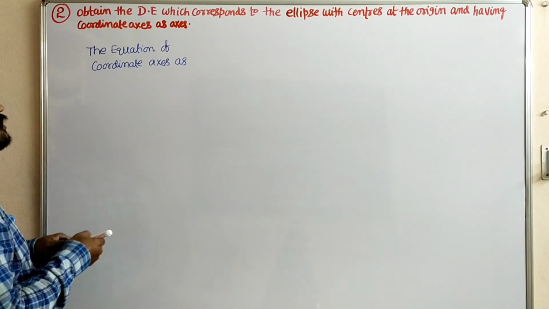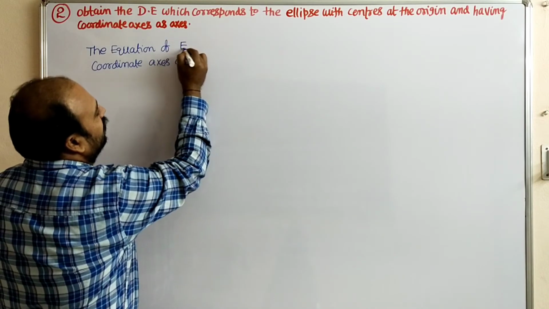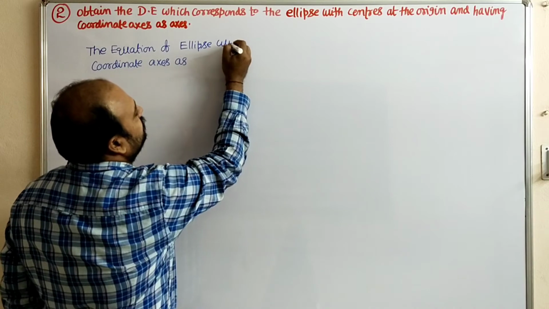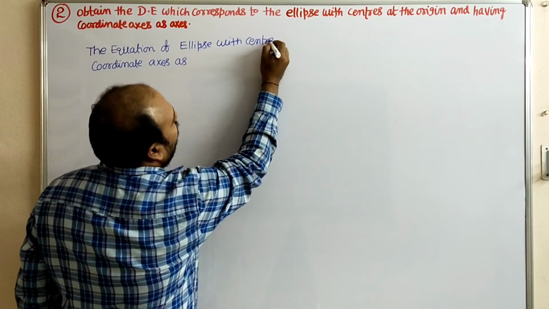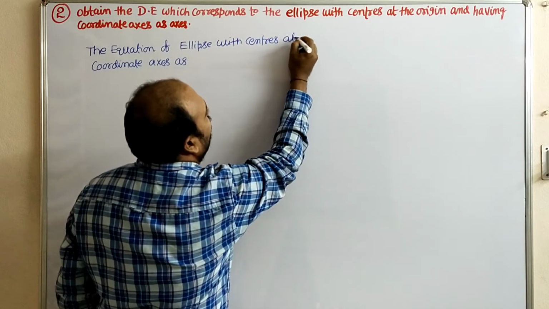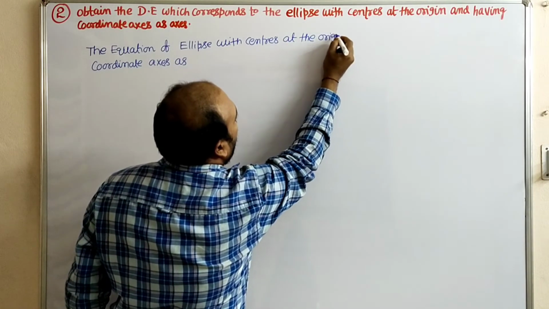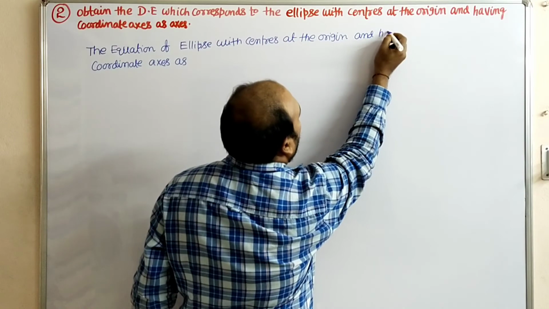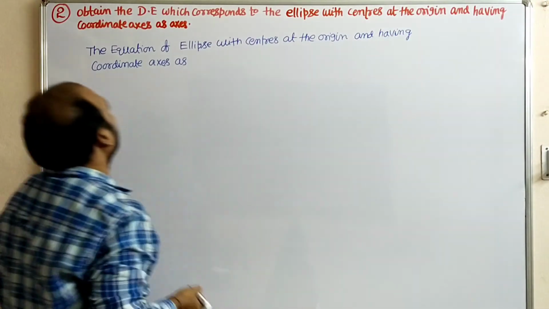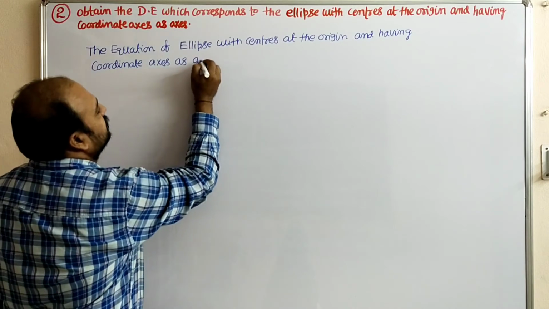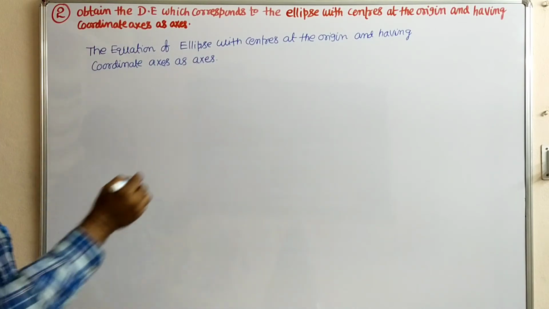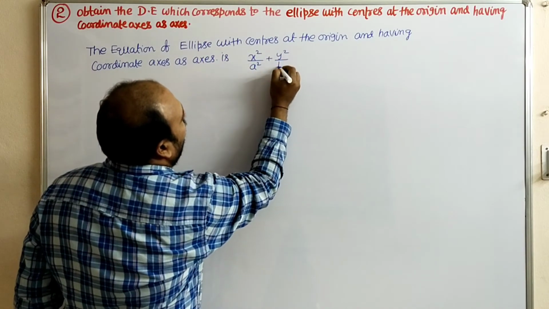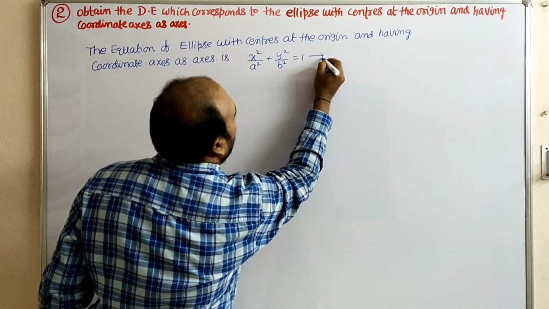See here, the equation of the ellipse with center at the origin and having the coordinate axes as axes is x square by a square plus y square by b square equal to 1, which is equation number 1.